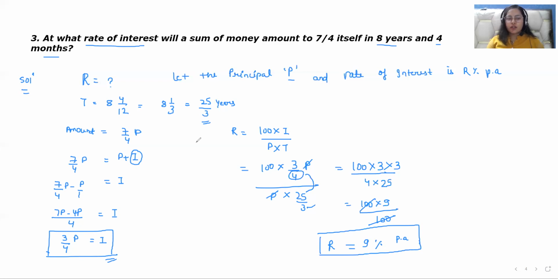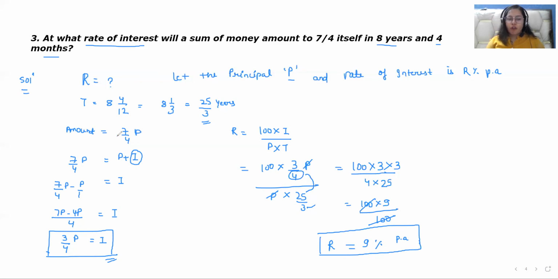So what we did in this question, first we take the principal as P and rate of interest as R%. Then we convert our time in terms of years. We'll get 25/3 years. We'll write what the question said: the sum of money amounts to 7/4. That means our amount is 7/4 of principal.